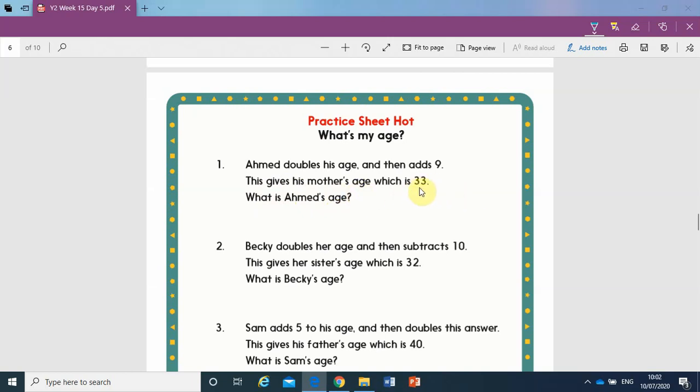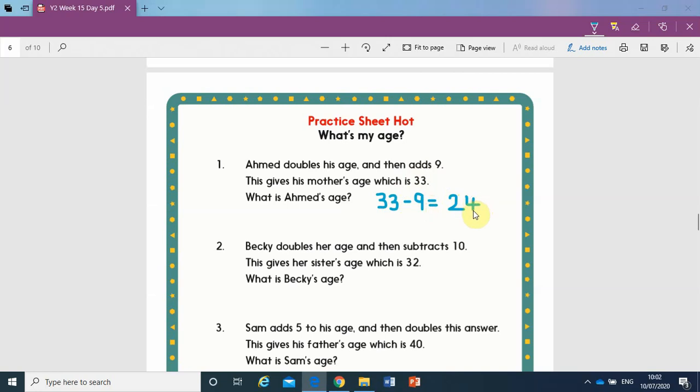So again, you might need to work backwards. So you'd start with 33, you'd take away 9, and then you'd look at what number you've got, and Ahmed's doubled it, so then you'd have to halve it. So this one, I'll do an example, 33. They've added 9 there, so I now have to take it away. Now you could do a counting up strategy, or you could count back. 33, 32, 31, 30, 29, 28, 27, 26, 25, 24.